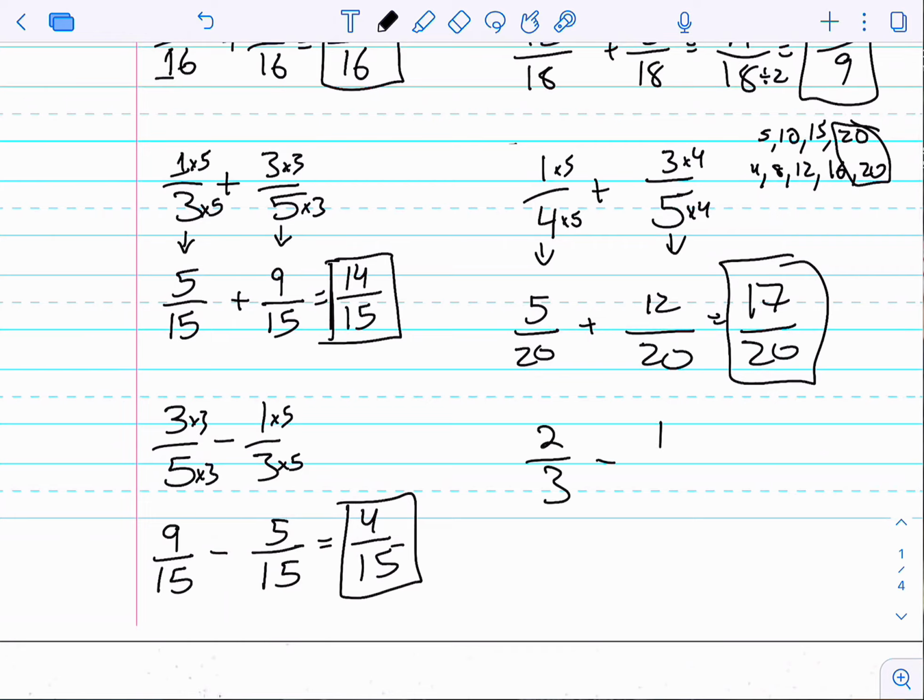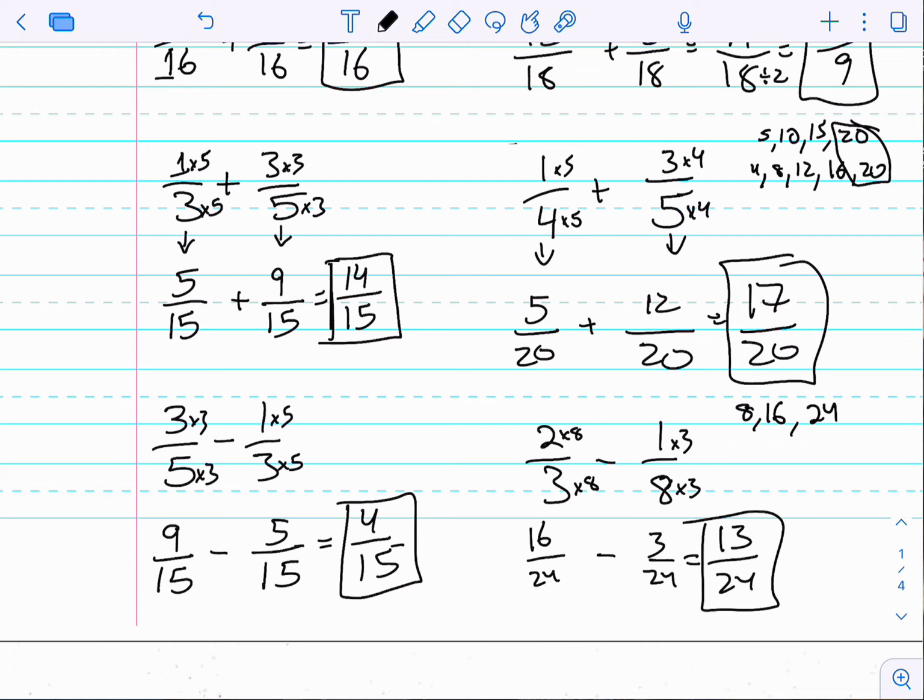2/3 subtract 1/8. There we go. Let's try this one. Okay, so not the same. 8 is not a multiple of 3, so I've got to find the lowest. So we've got 8, 16, nope. 24, yes. 24 over 24. What do we get there from this? Times 8. 2 times 8 is 16. Times 3 times 3 is 3. 16 subtract 3 equals 13 over 24. Okay, so it works exactly the same for subtraction. All the same steps, just in the end, you subtract.